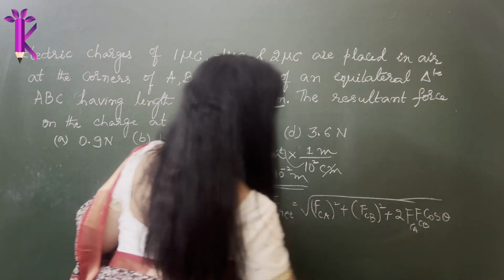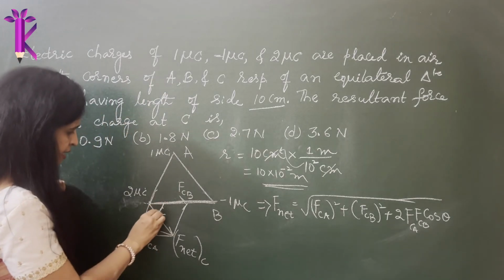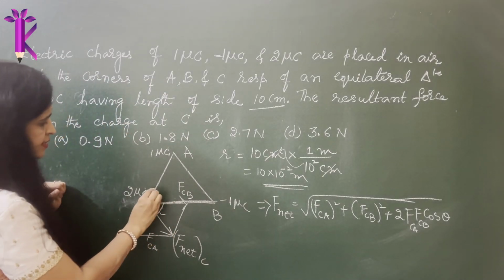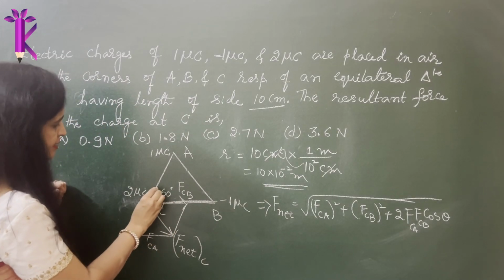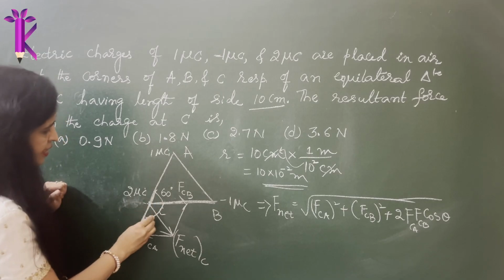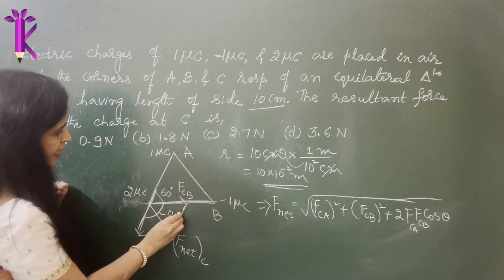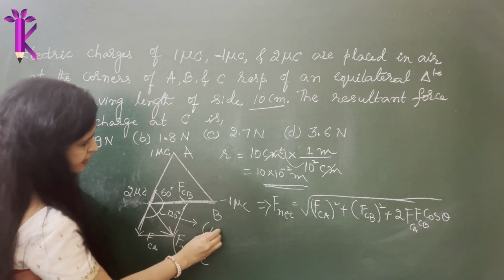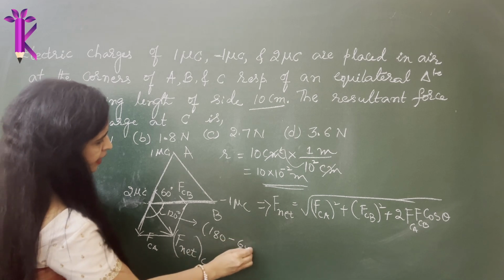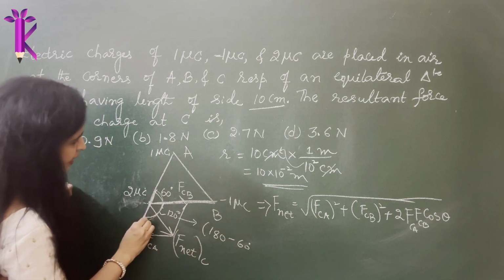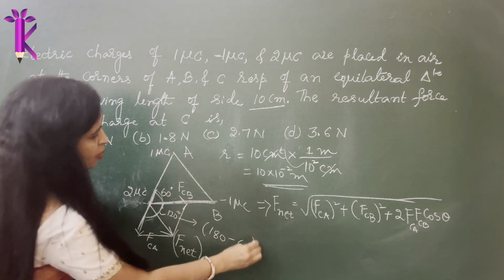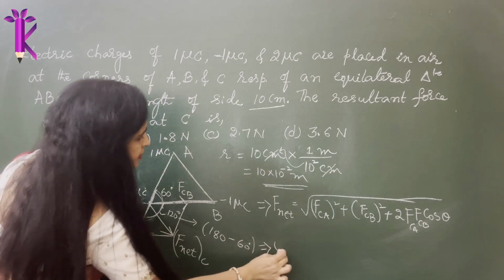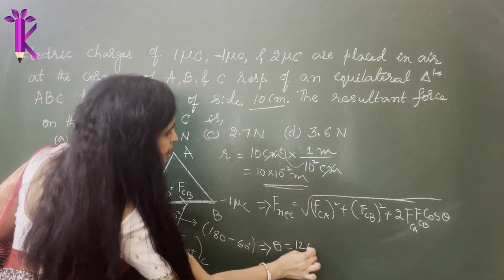What is theta? Theta is the angle between these two forces, A and B. So what is this? An equilateral triangle has 60 degrees. This is a straight line. So if this is a straight line, this angle has to be 180 minus 60, right? Because this whole angle is 180 degrees. If you subtract 60, how much do you get? Theta turns out to be 120 degrees.